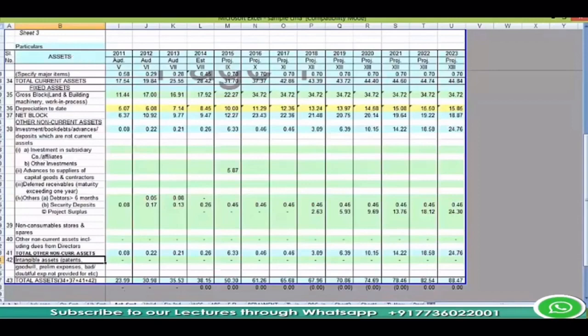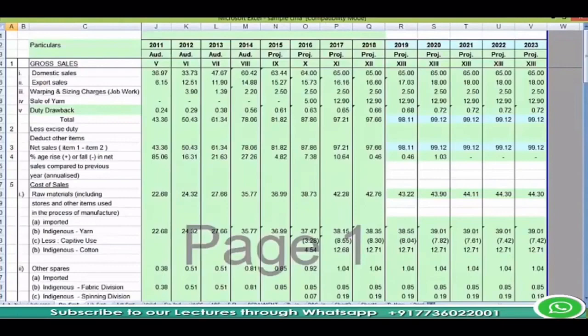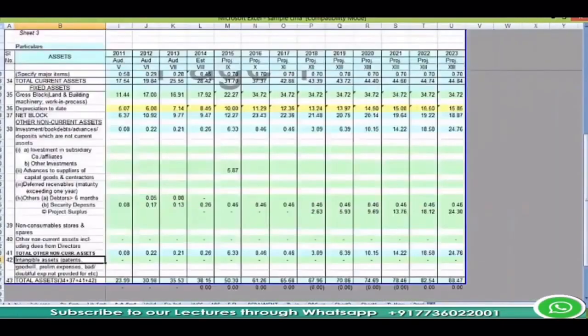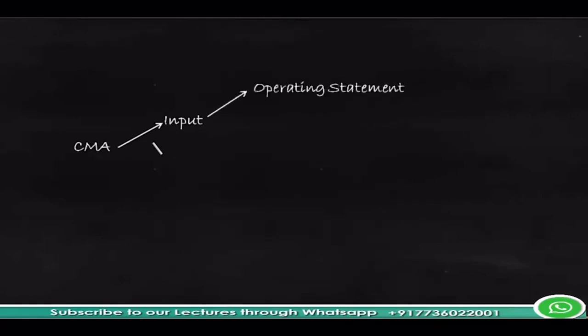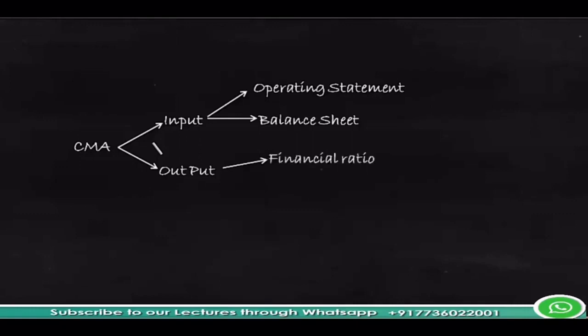So out of these various sheets, only these 3 sheets are input sheets. If we feed data into these 3 sheets, there will be outputs in many other sheets as well. Let us focus. So by now you would have understood that in CMA, input has to be given from 2 statements. One is the operating statement and the other one is the balance sheet. Balance sheet means basically the asset statement and liability statement. But if this input is given, then that CMA would give various outputs. What are the outputs? The first output would be a sheet called financial ratios.